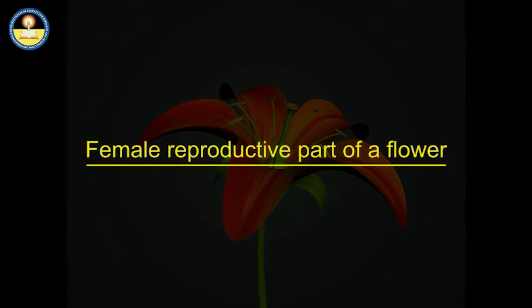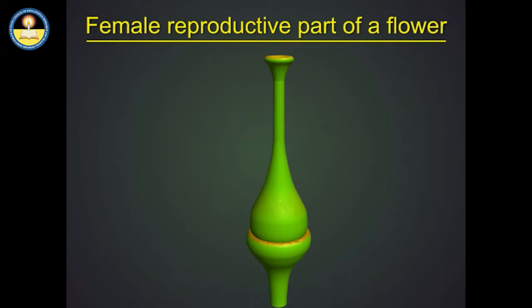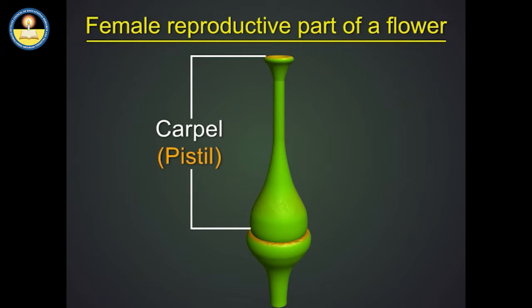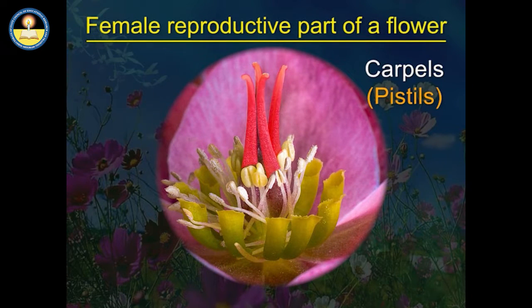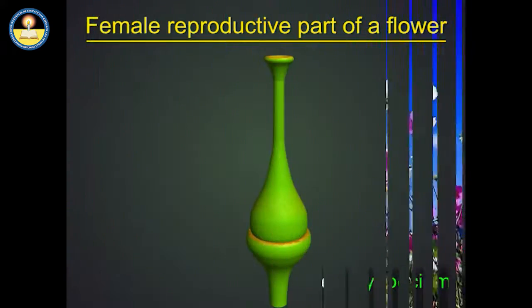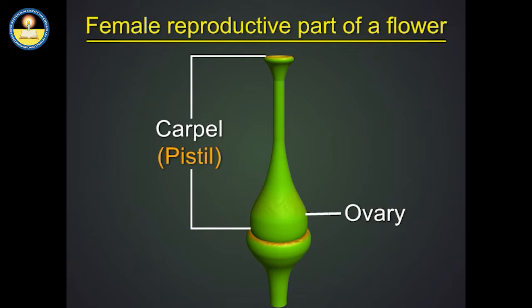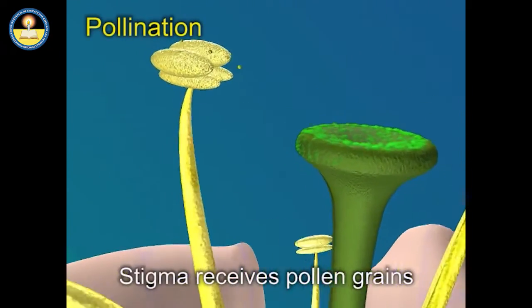Female reproductive parts. The individual units are called the carpels or pistils. A flower may have one or many carpels, either fused or free. Collectively, all the carpels or pistils are called gynoecium. Each carpel is made up of the basal ovary, middle style, and the upper stigma. The stigma is a sticky structure that receives the pollen grains.